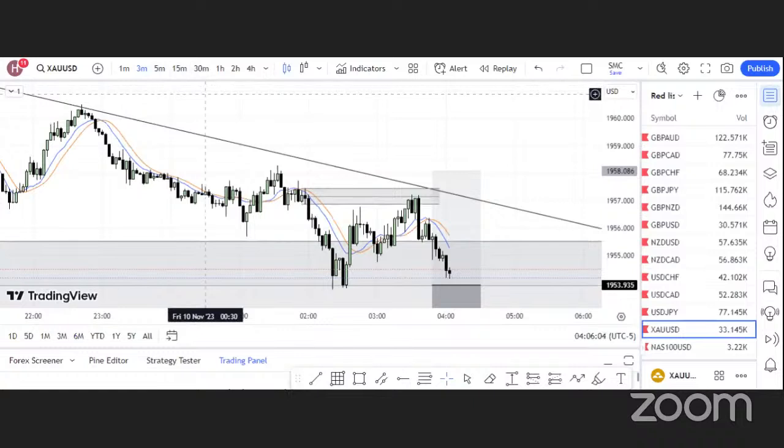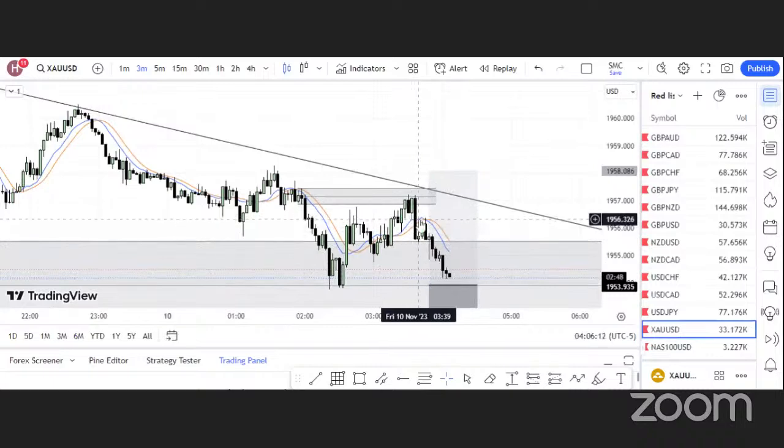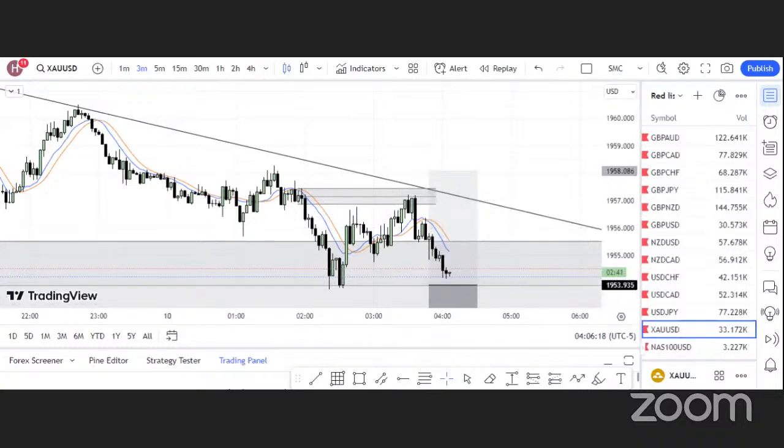So even though this is going to continue to the downside, I think it's going to make a move from here to this area before the market continues to go down. So let's just give this a little more time and see how it's going to react to that area where I have specified.